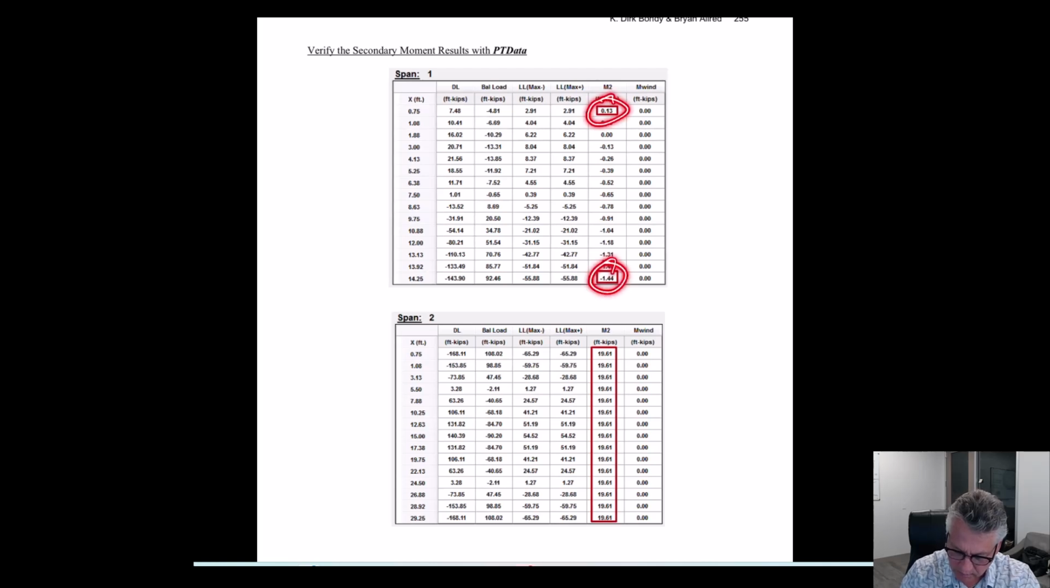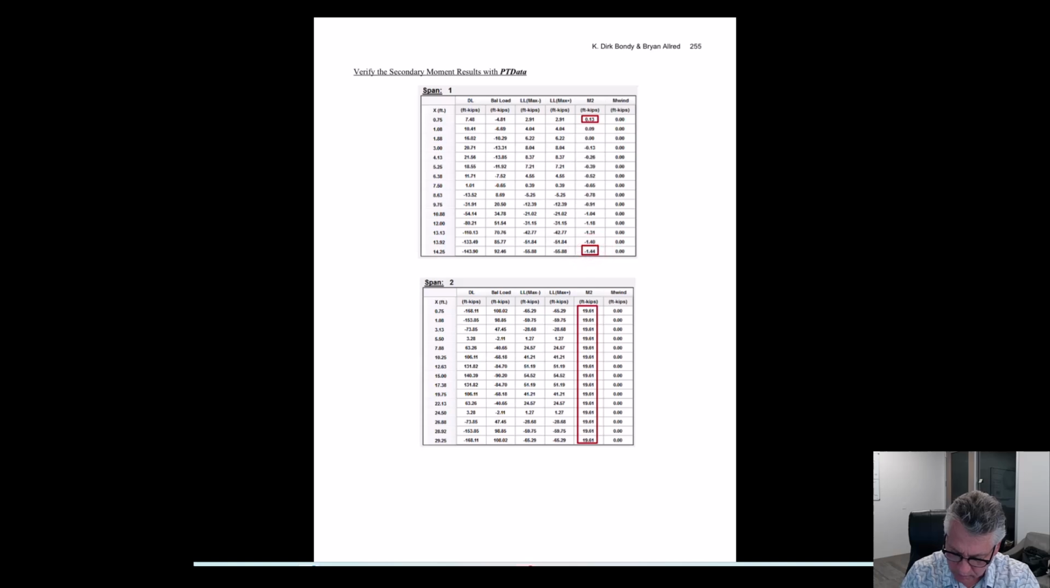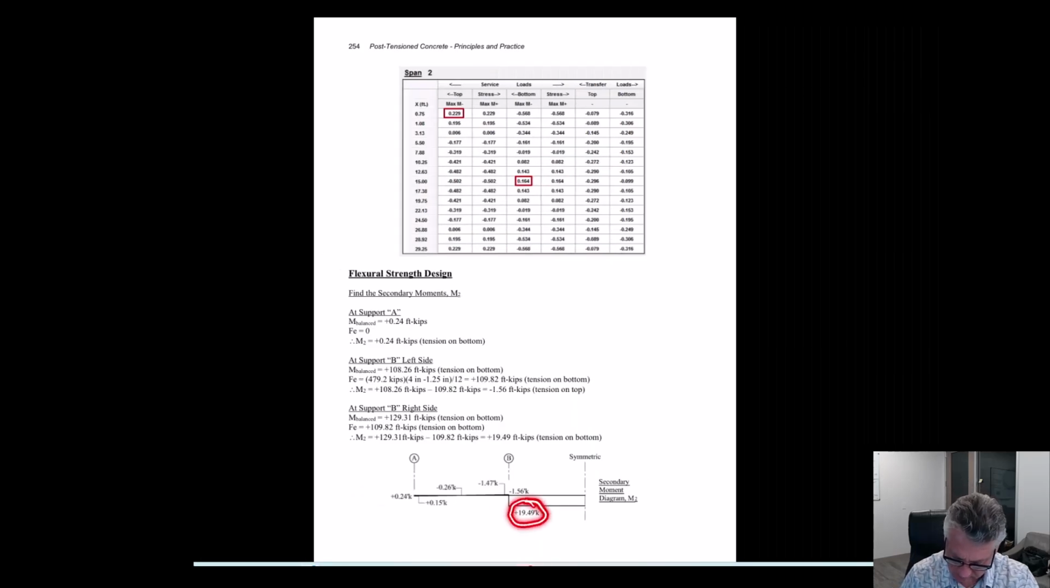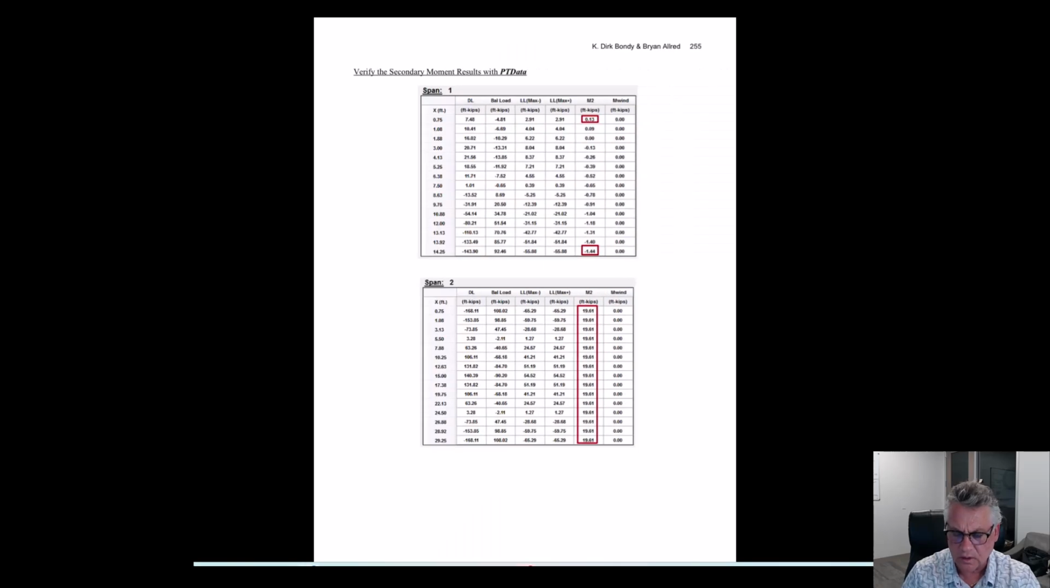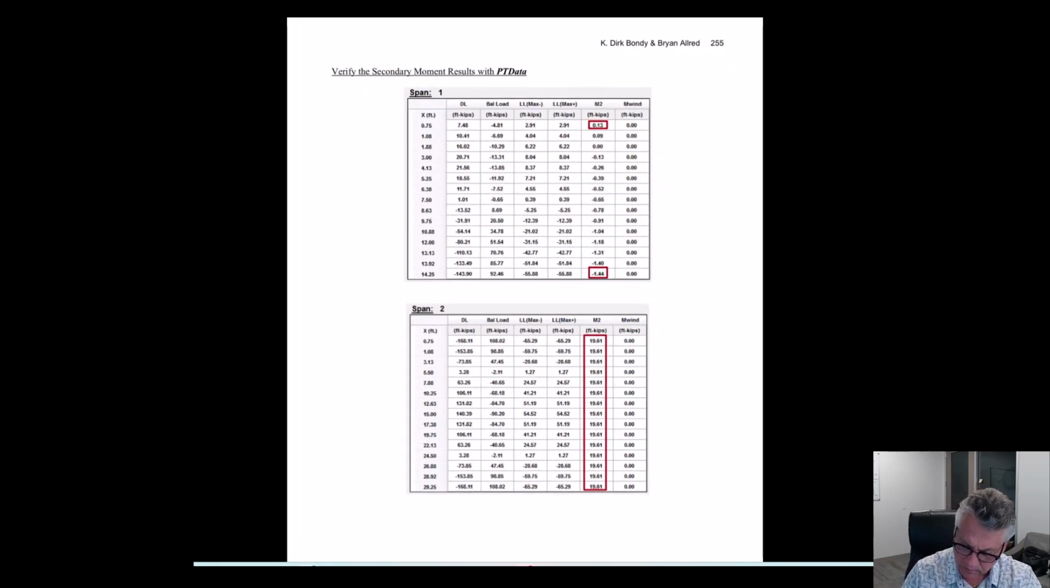Those were the small secondary moment numbers. 0.15, 0.13 was what PT data got. 1.47, 1.44, pretty good. But now we're at 19.61, where it's becoming more significant. And I calculated 19.49. So we're close enough for government work and the things that we're doing. But notice that, again, PT data agrees with us. This is constant. I have a symmetric system that I gave myself because I get to pick what I want to do.